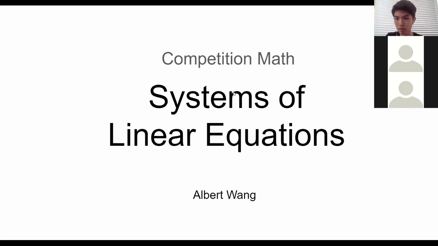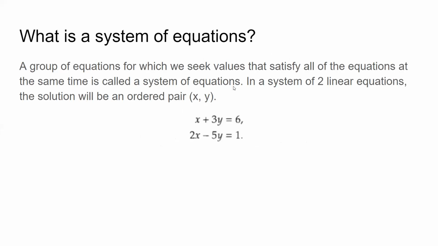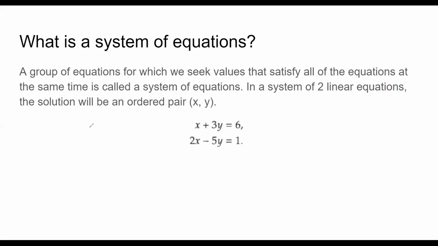So this first part might be a review if you've already taken algebra, but since most of you have not, let's start at the basics. Basically, a system of equations is just a group of equations for which we look for values that will satisfy both of the equations at the same time. If you have a system of two linear equations, like the ones shown there, x plus 3y equals 6 and 2x minus 5y equals 1, the solution will be an ordered pair, x, y.